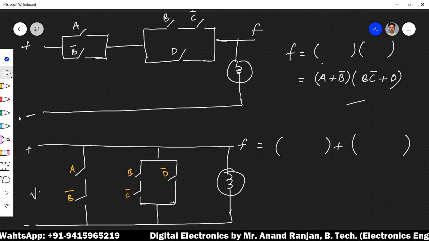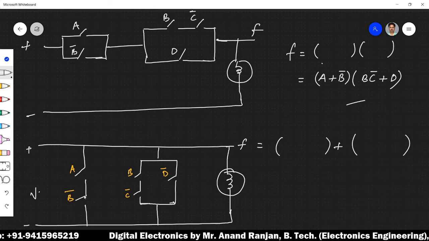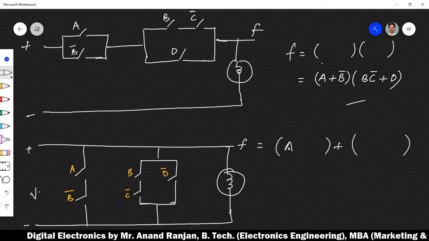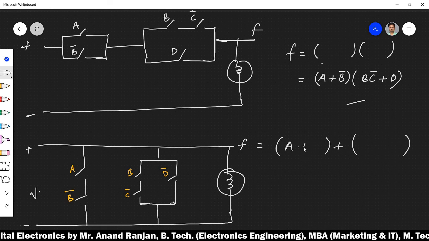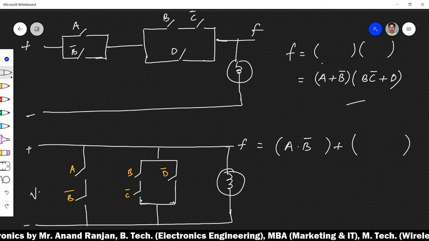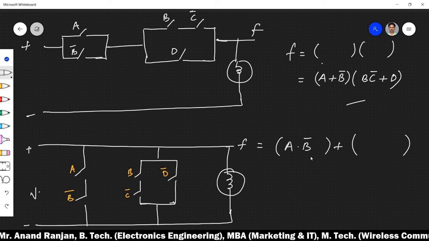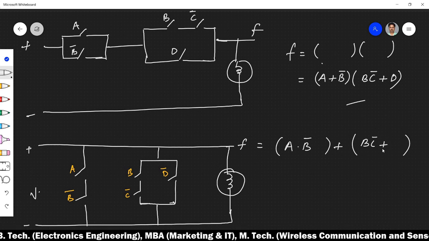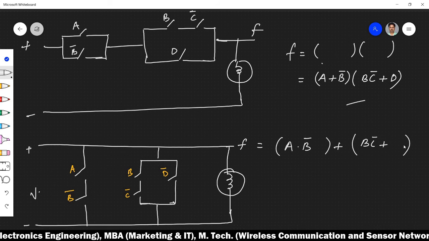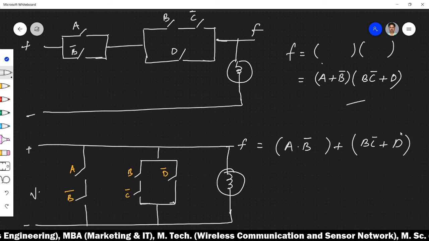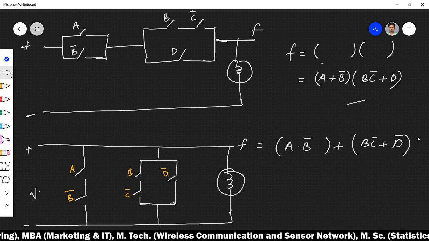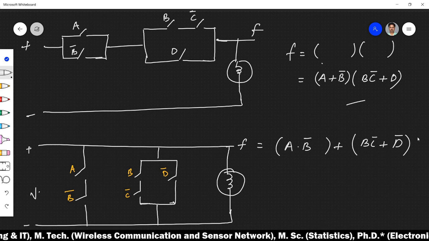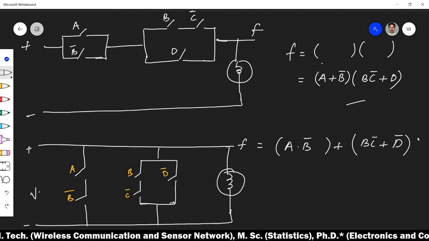For the first shunt branch, if you assume these two switches are connected in series, the first logic will be A B bar. The second logic, series means B C bar, plus D bar, because it is in parallel, so this is D bar. So this is the logic to glow this bulb.